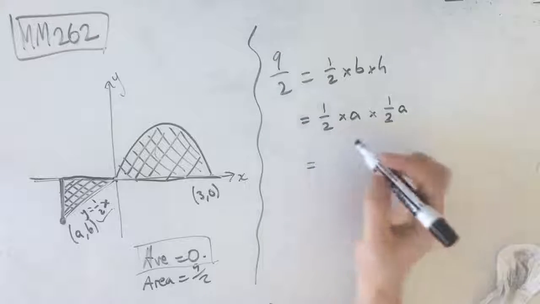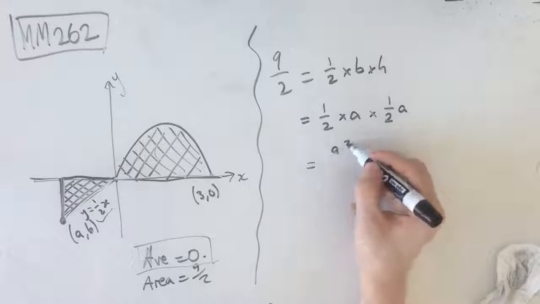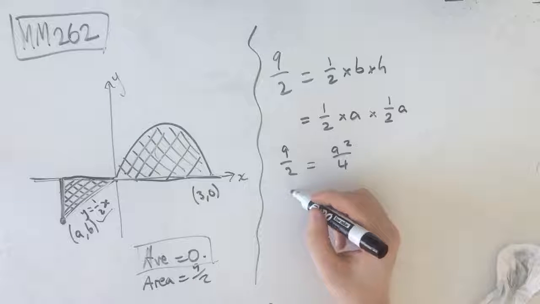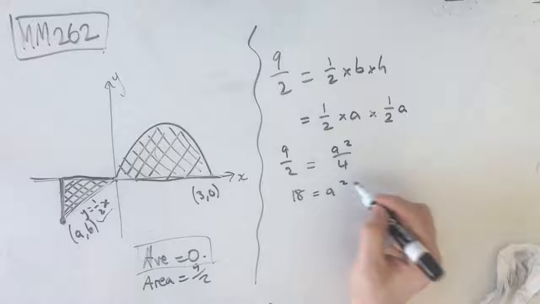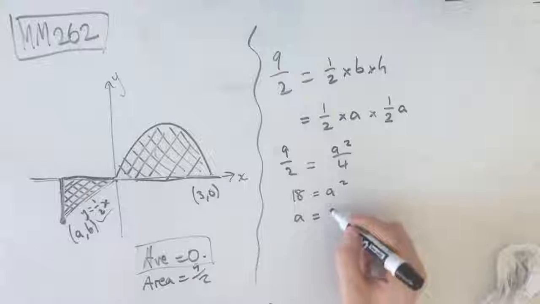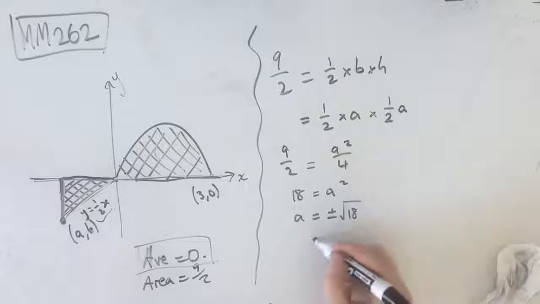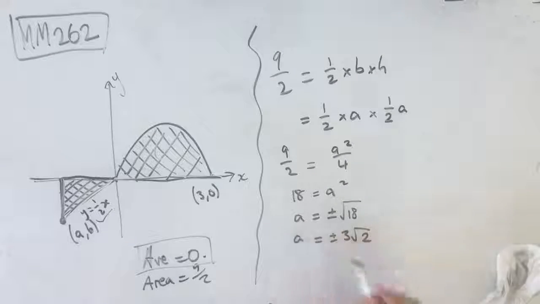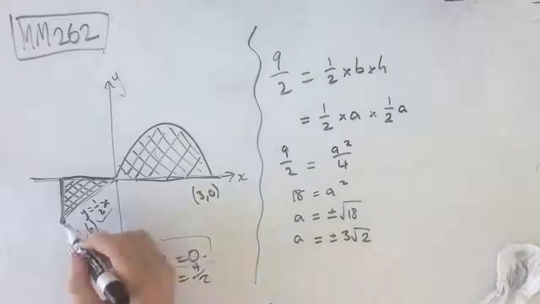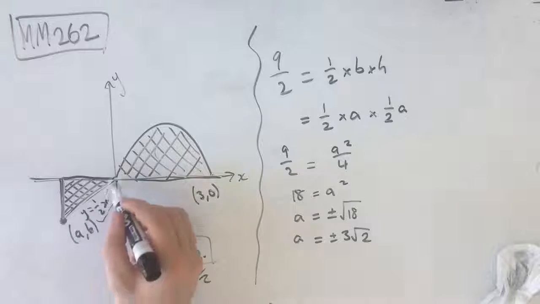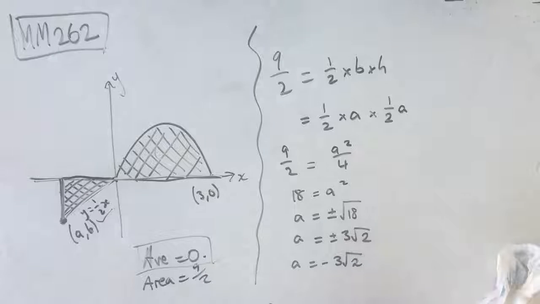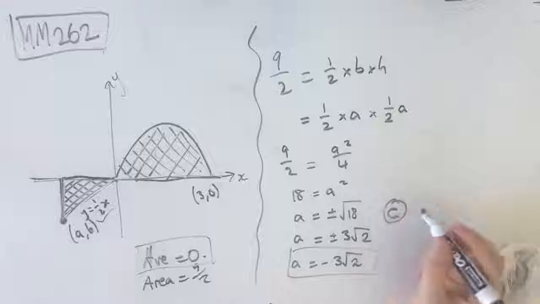From here, we can say that a squared over 4 is equal to 9 on 2. From here, we can say that 18 is equal to a squared, which means that a is equal to plus or minus the square root of 18, plus or minus 3 root 2. Now, because a is on the negative side of the x-axis, a is actually negative 3 root 2. Awesome, and that gives us our answer of C. So C is our final answer for this one, guys.